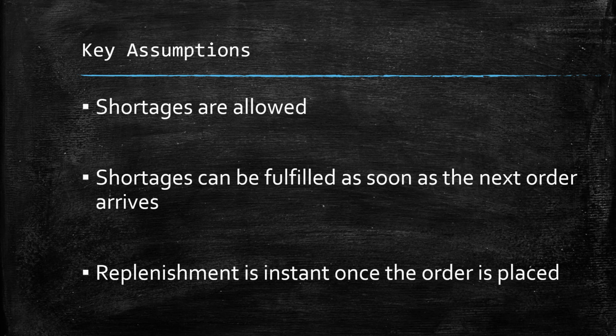Before we jump into the formulae, let's understand the key assumptions of this model. We assume that shortages are allowed and can be fulfilled as soon as the next order arrives. Another important assumption is that replenishment is instant once the order is placed. These assumptions make the model simpler and more practical for certain business environments.